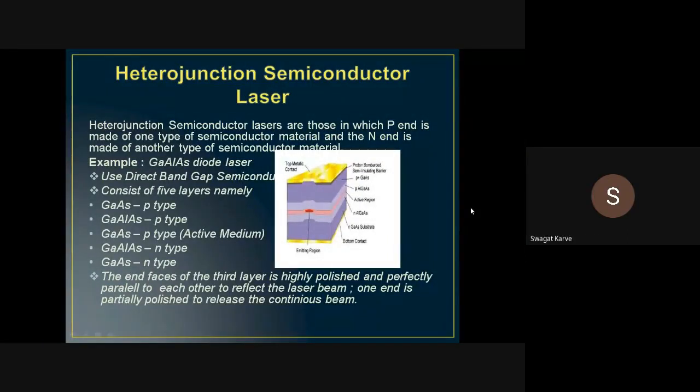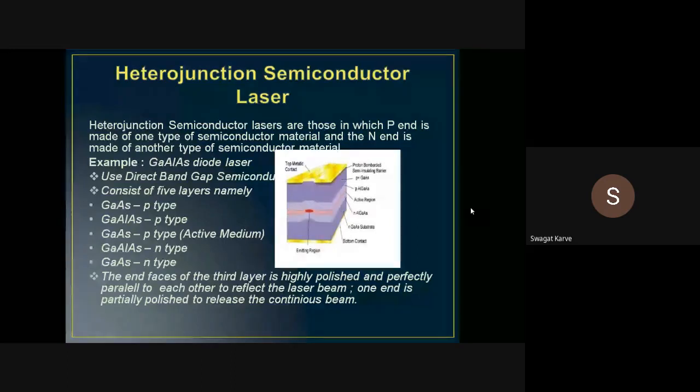Okay, so what we have discussed in the last lecture about the homojunction semiconductor laser, right? And now we are going to discuss the heterojunction semiconductor laser. Okay, now what do you mean by this heterojunction semiconductor laser? So basically, heterojunction semiconductor lasers are those in which p n, right?